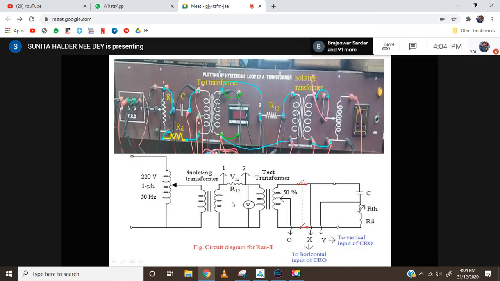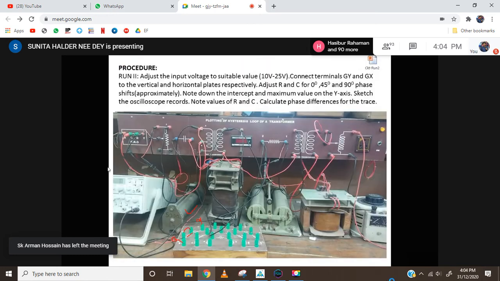Now we have to connect the oscilloscope, right? For the oscilloscope, this terminal is marked as X. This X will be connected to the X plate, Y will be connected to the Y, and G will be connected to the G. And these two G are shorted. These leads are connected to the oscilloscope. Have you understood the oscilloscope connection? Yes, ma'am. So this is the circuit.